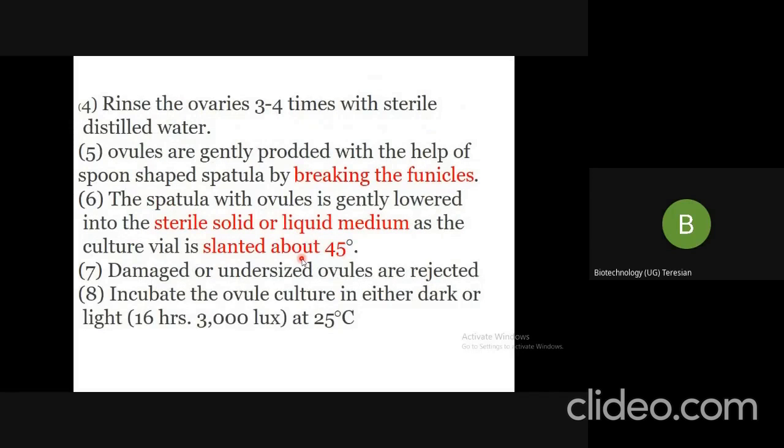So after this, the next step is more important. Using sterile techniques, the ovules are gently prodded. Prodded means that with the help of your spoon-shaped spatula, you just tap on the ovaries, so that the ovaries open and your ovules are exposed onto your spoon-shaped spatula.